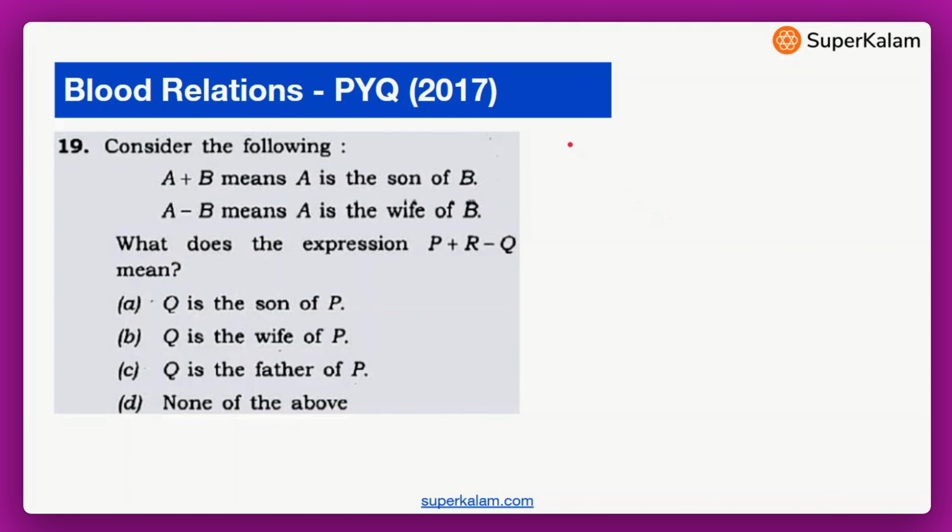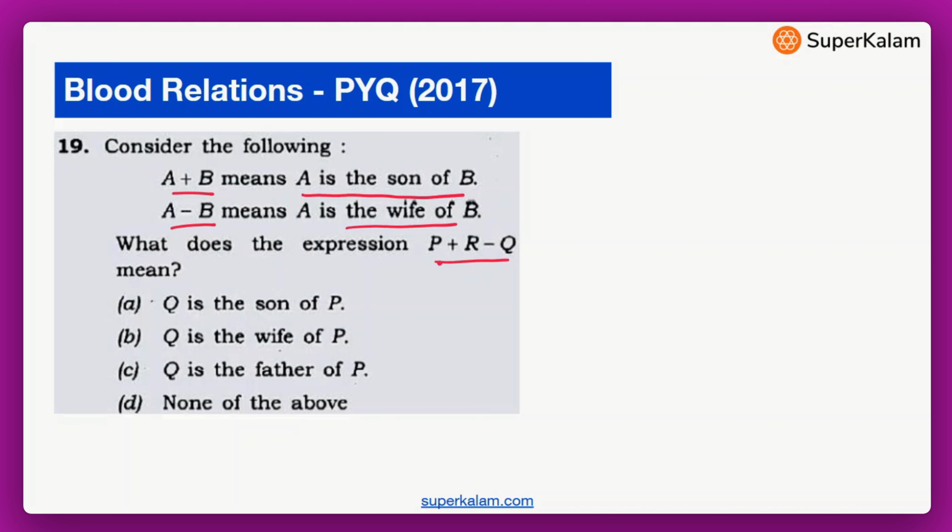Let's say this question says that if A plus B is given somewhere, then this means A is the son of B, and if A minus B is given, then A is the wife of B. Now the question asks us what does this expression mean: P plus R minus Q?